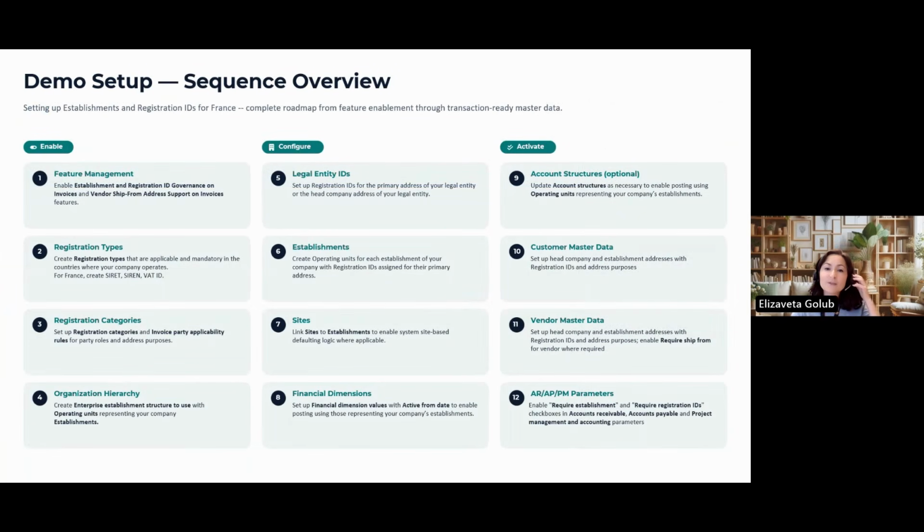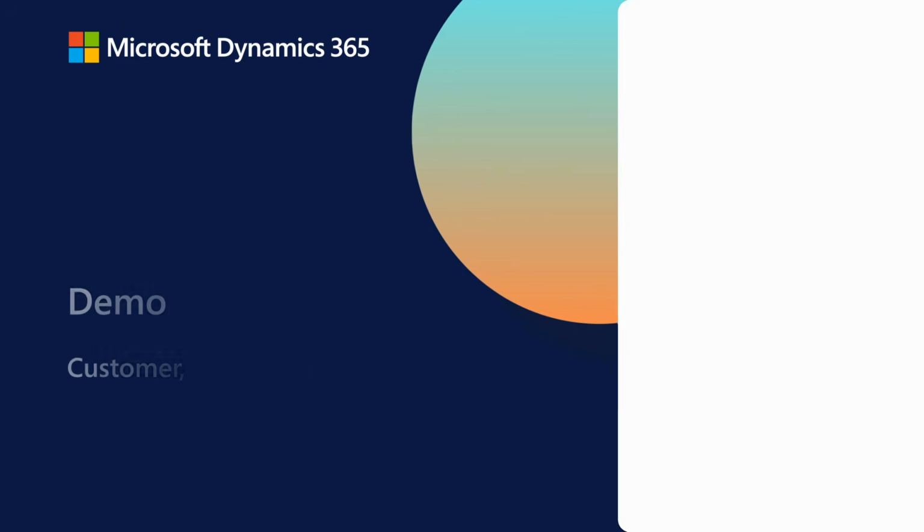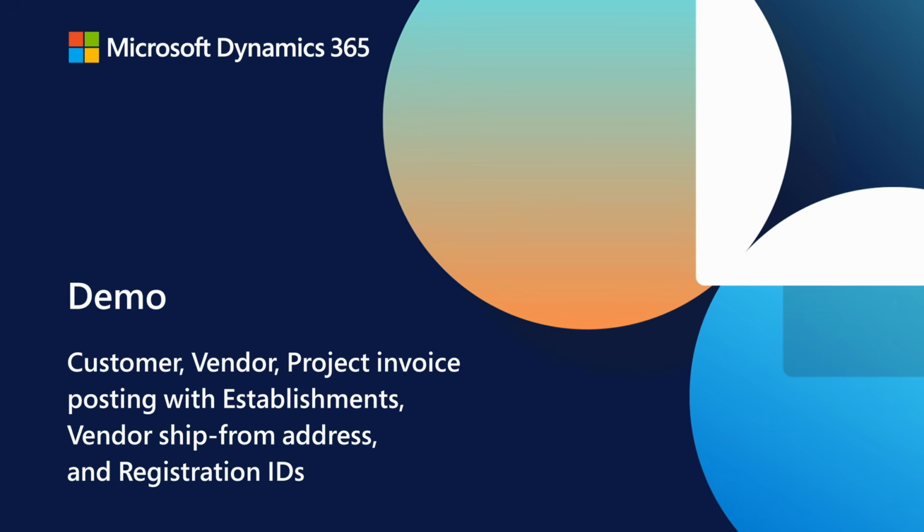Okay, what you have just seen is the full setup journey from feature enablement all the way to transaction-ready master data. The important takeaway is that this is a structured process. Once it's set up, all invoice flows automatically benefit from the same governance logic. Now, let's look at how this works at runtime when invoices are actually created and posted across different modules.